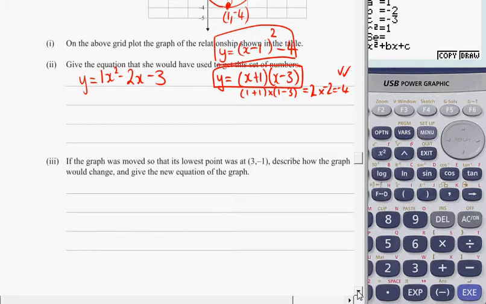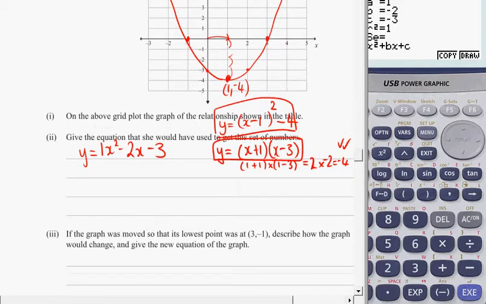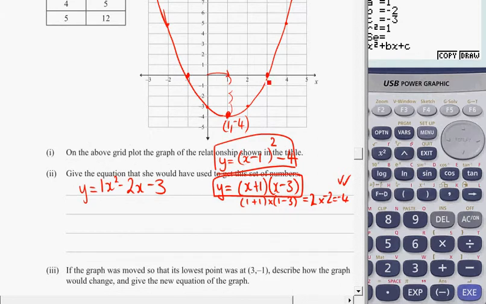Now, if the graph was moved so that its lowest point was at 3, negative 1, describe how the graph would change. So the lowest point, we want to move it to be at the point 3, negative 1, so I'm going to change colours. We want it to be here. Right, so this point has gone across 2 and up 3, so we need to do the same to all the points.